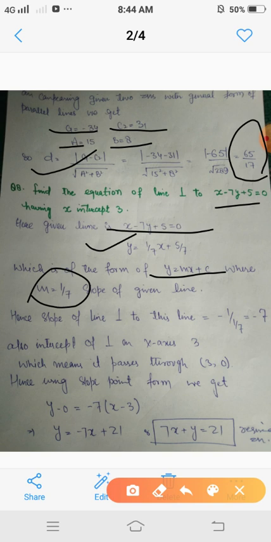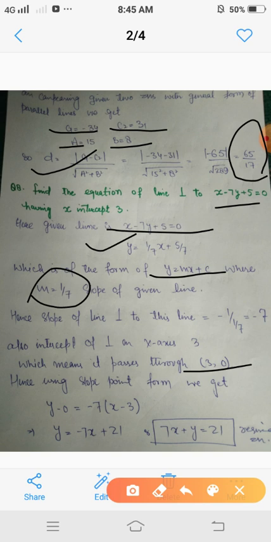Also it makes an intercept 3 on the x-axis. Now any point on the x-axis is of the form x comma 0. So this means that this perpendicular line passes through the point (3, 0). Now we have a point through which the line passes, and we know its slope.